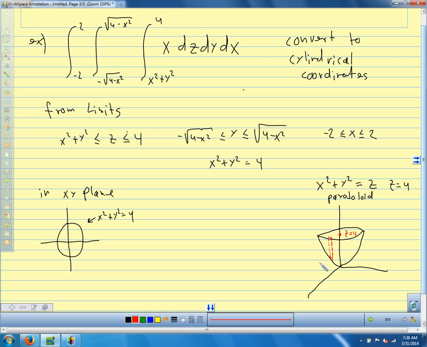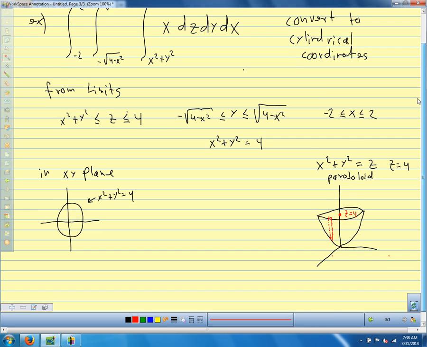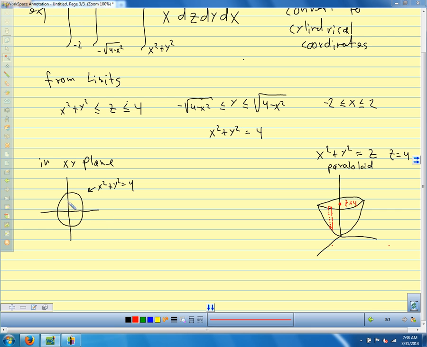So we're ready to set up our triple integral in cylindrical coordinates. We have our region in the xy plane that's easily representable in polar coordinates, and we can convert these things to cylindrical coordinates. So let's set this up.